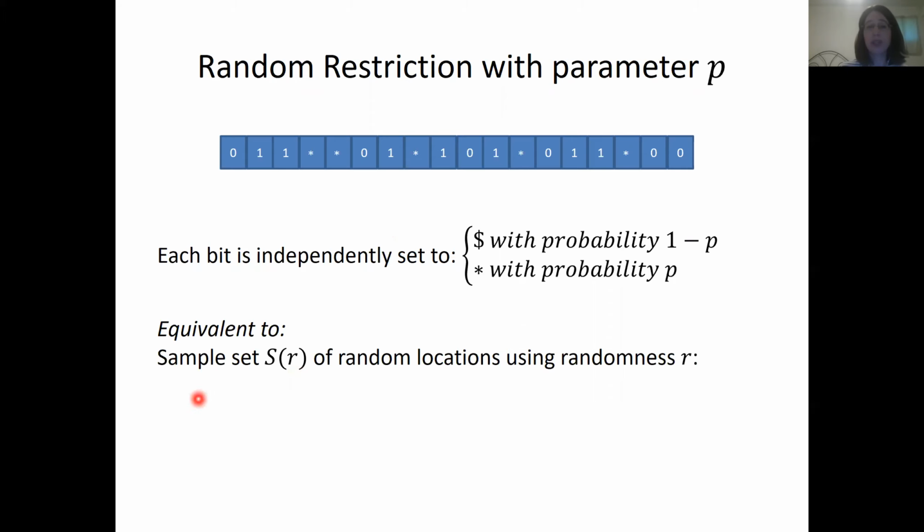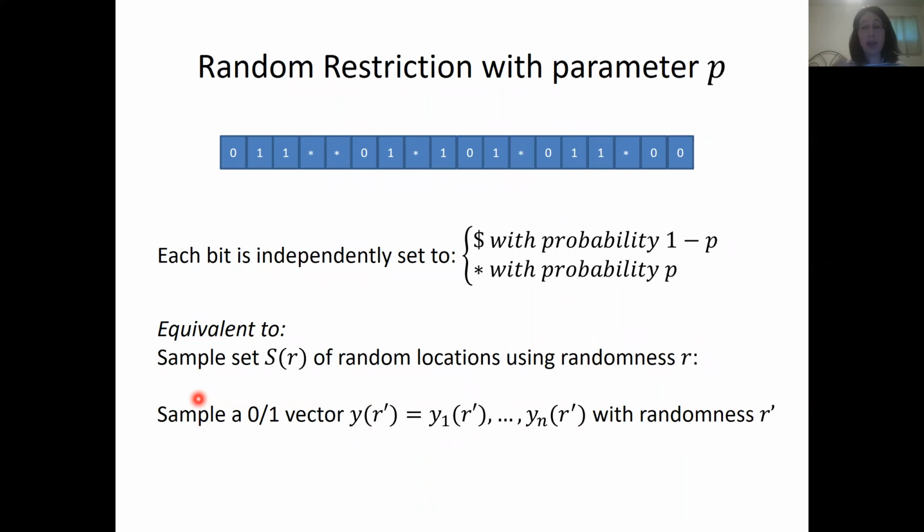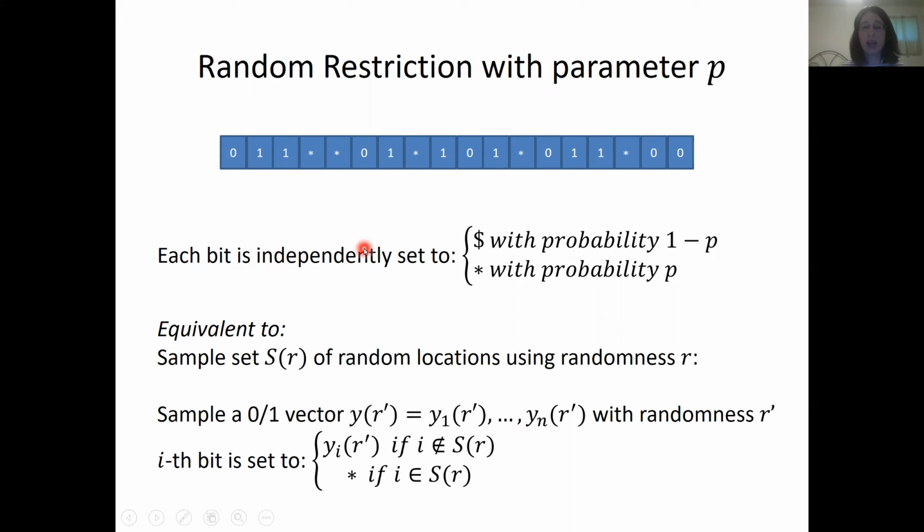So we're going to first sample a set S of random locations using randomness R, and these are the locations where we're going to put stars. And we're also going to sample a 0, 1 vector with randomness R prime. So these are the 0, 1s that will go in the non-star positions. And then we just go bit by bit. And if we're at the ith bit and i is not in the set S, we're going to set it to the next random value. And if i is in S, we're going to set it to star.